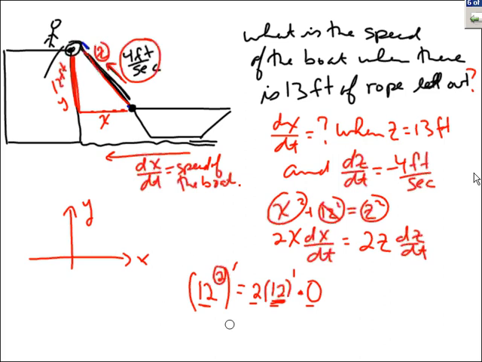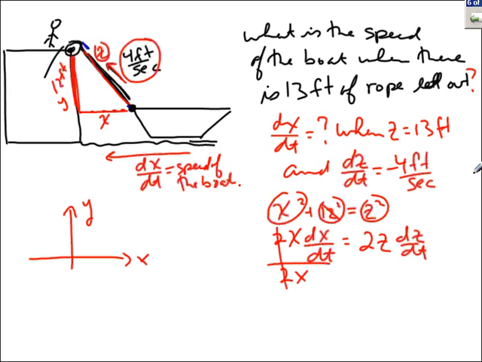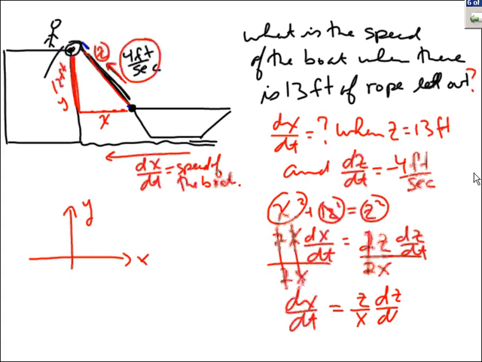Now they're asking us to solve for dx/dt. So I divide by 2x, and I have dx/dt. I divide the right side by 2x. The 2's cancel. You can write it as z over x times dz/dt. I know what dz/dt is: it's negative 4 feet per second. And I know that we're talking about when z is 13. The question is, what's x? But this is not a big problem. Pythagoras will tell us what x is.